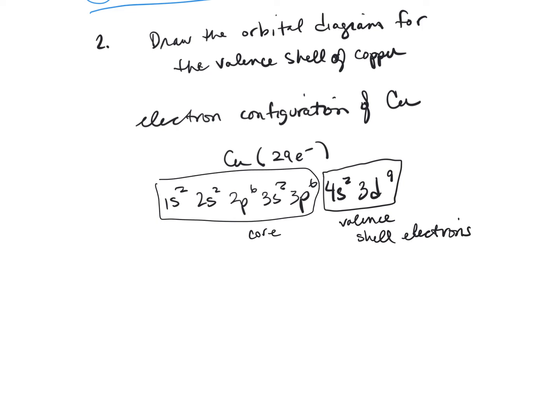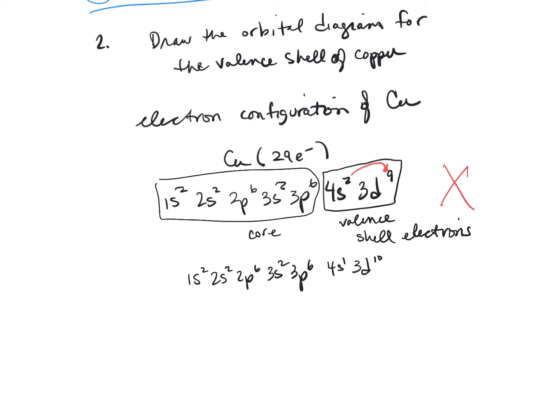Okay, but this is an exception. Copper and chromium are the 2 exceptions you need to know. What happens in copper is one of these electrons hops over here so that the 3d subshell is filled with 10 electrons. So this is not correct here. The true electron configuration: 1s2, 2s2, 2p6, 3s2, 3p6, and then it goes 4s1, 3d10.